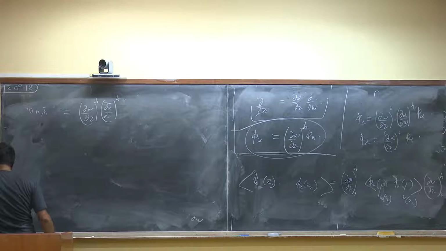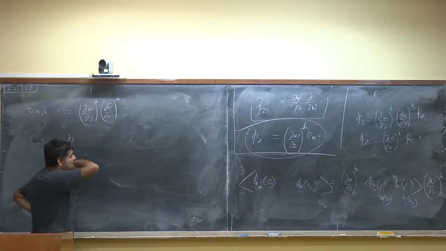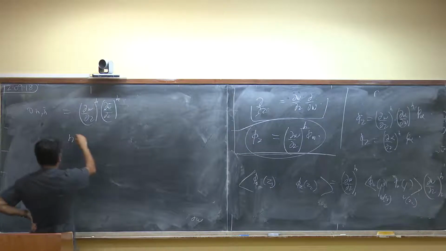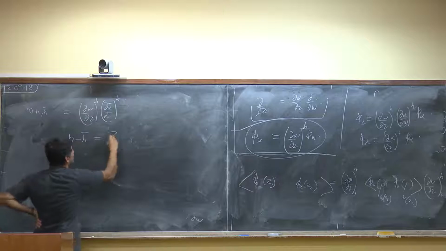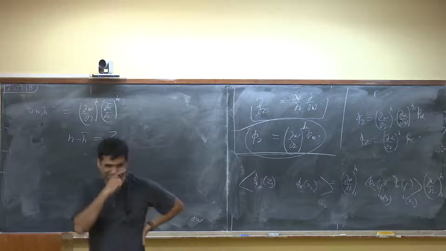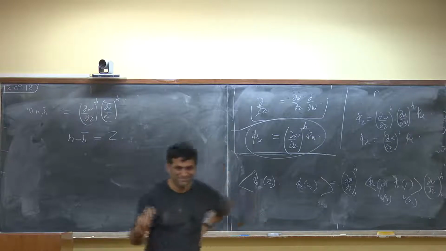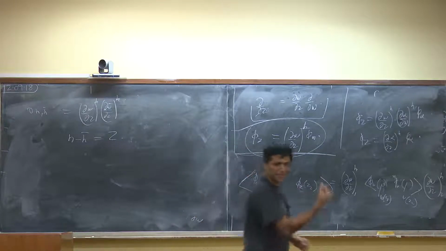No, you could make h and h bar also different. But what's going to be needed is that h minus h bar will be an integer. This we will see will be a requirement of modular invariance for the real operator insertions in the theory.